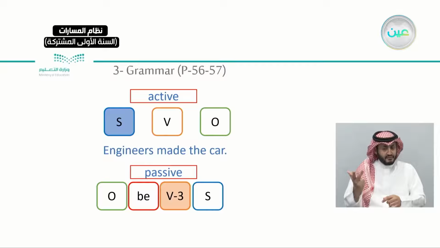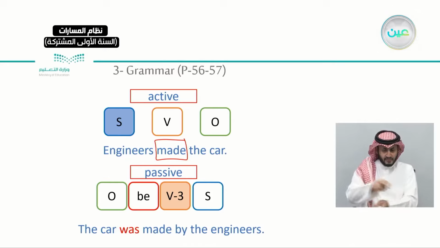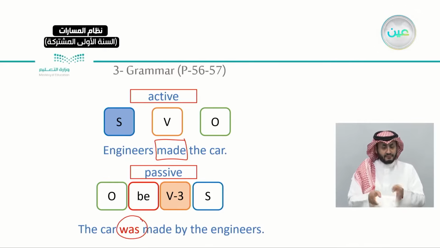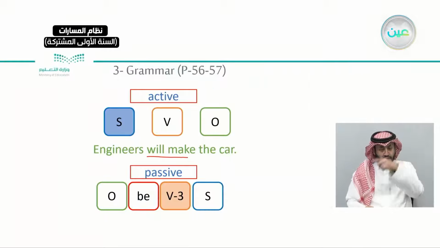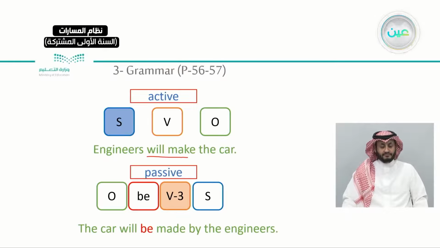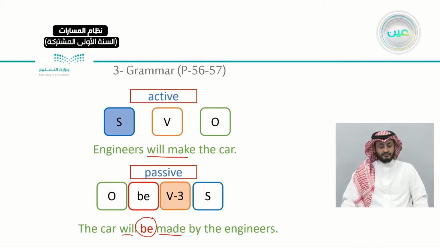Let's check the other one in here. Engineers made the car. Notice the verb is in the past. So we will start with the object. The car was made by the engineers. So was because the action verb is in the past. One more in here. Engineers will make the car. It is in the future tense. Will make. Start with the object. The car will be made. Notice, here is the action verb, and we have added be. Will be made by the engineers next year or in future.